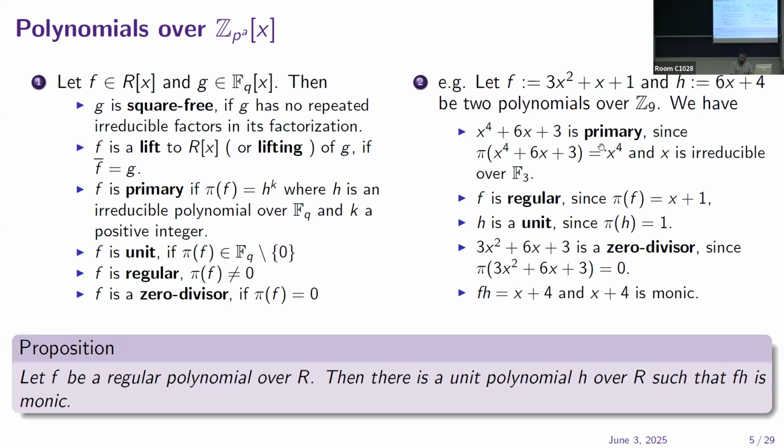It's the primary because the reduce modulus 3 is the power of the irreducible polynomial. It's the irreducible polynomial. This polynomial x is irreducible over F3. F is regular because the reduction of F equals x plus 1.